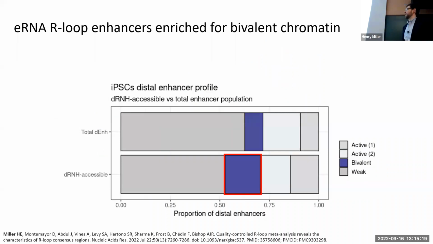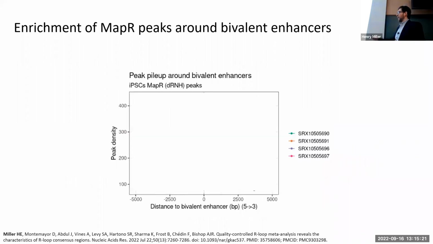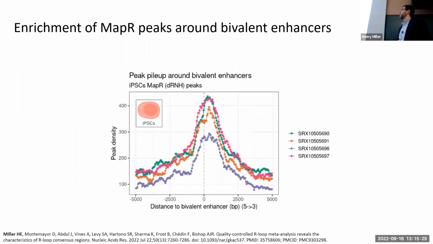And so I wanted to explore that a little bit further. Just again, showing this enrichment with our MapR data, doing a meta-analysis around the bivalent enhancers, we can see all four replicates very clearly enriched within them. So again, eRNA R loops at bivalent enhancers.